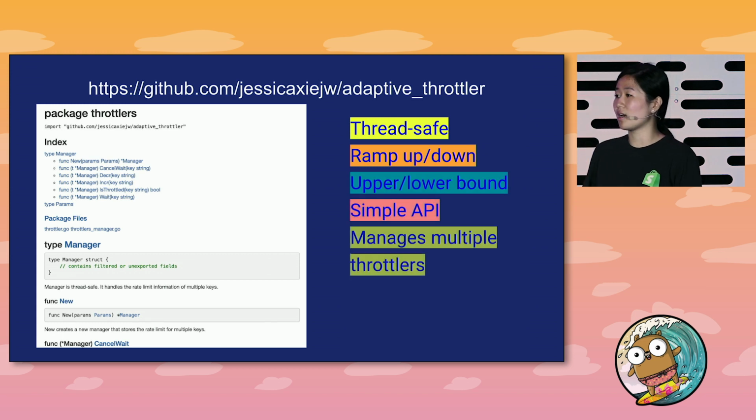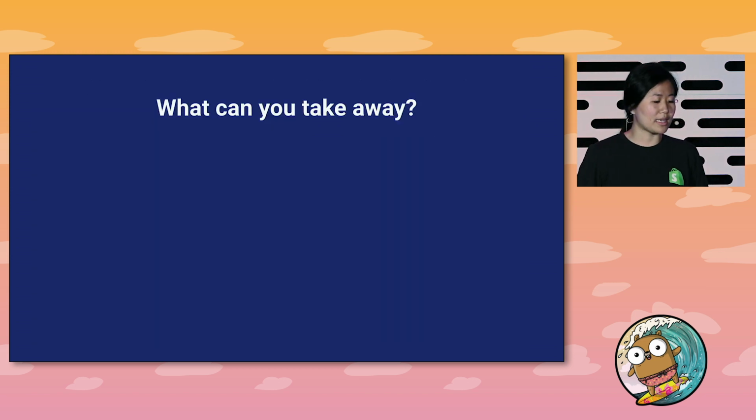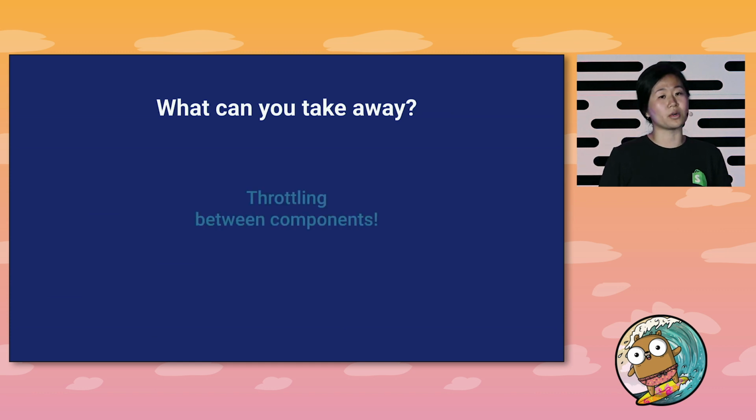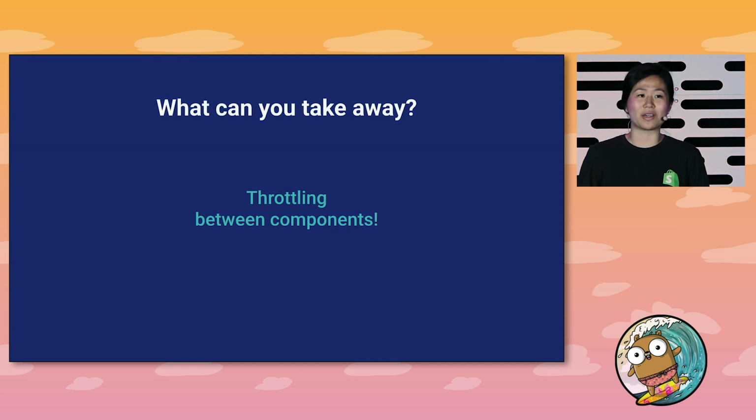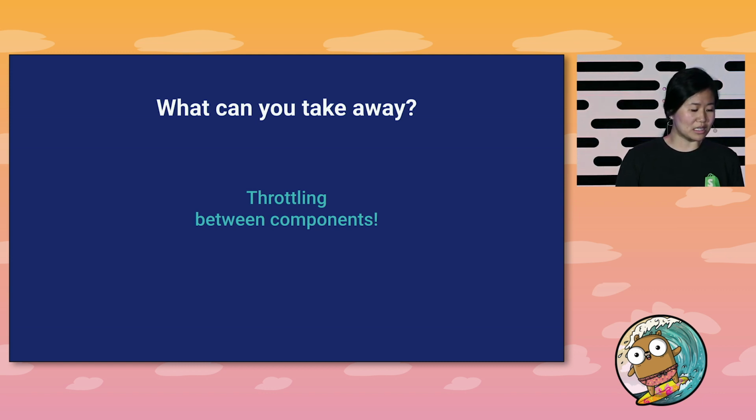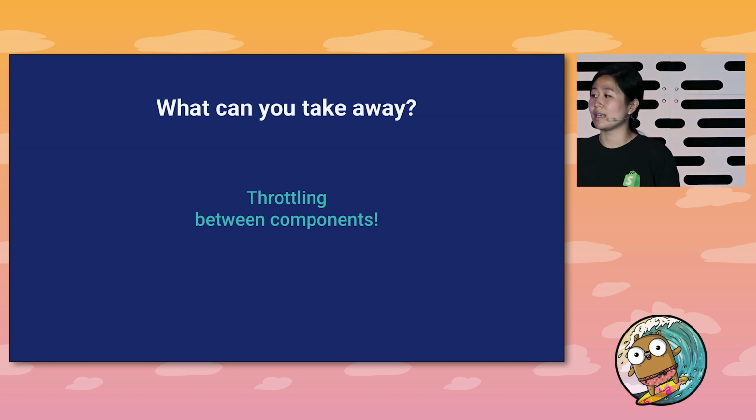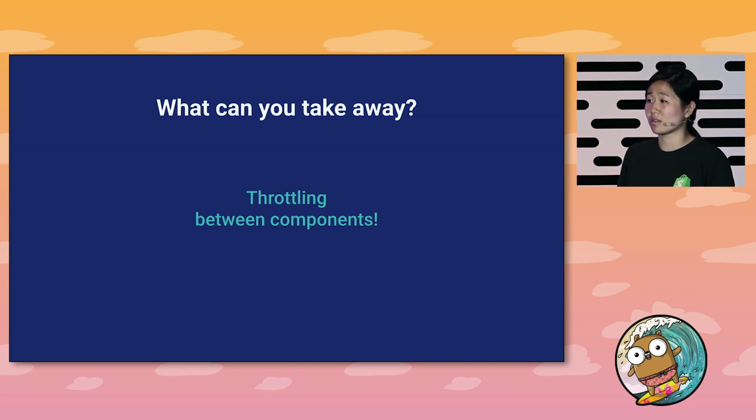What I want you to take away is that it's very important to throttle between components. If you have not thought about it, probably time to think about it. If you are like us, who have thought about it but keep delaying it, time to think about your priorities. And if you have already done that, kudos to you. And last but not least, people have heard of circuit breakers and throttling before. In my opinion, a circuit breaker is a form of throttling. It's throttling at a rate of 0. But either way, think about it.